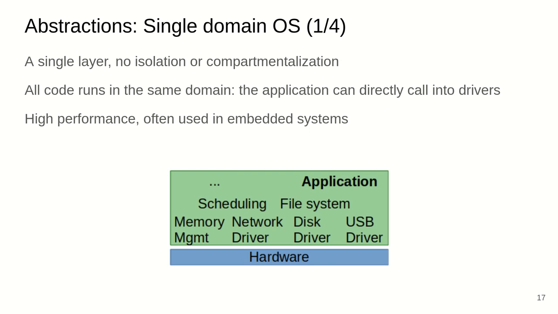There's a single domain operating system, which is the simplest form, a single layer. There's no isolation or compartmentalization between things. All code runs in the same domain, and the application can directly call into drivers. So for example, there's the application code that directly interfaces with the scheduling code, the file system, memory management, network driver, disk driver, USB driver. And these drivers then interface with the hardware. But there's nothing that would prohibit the application from accessing the hardware directly.